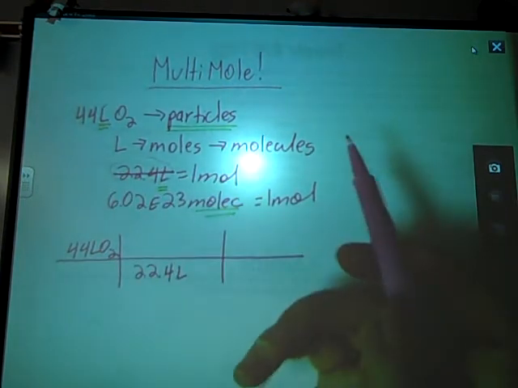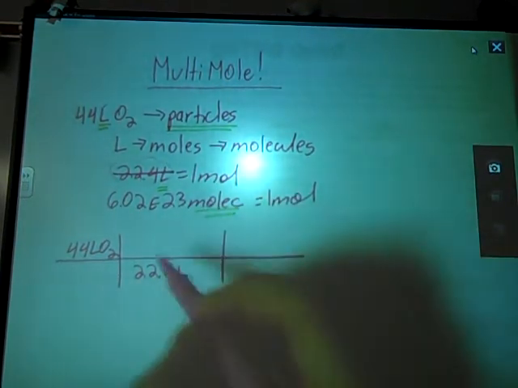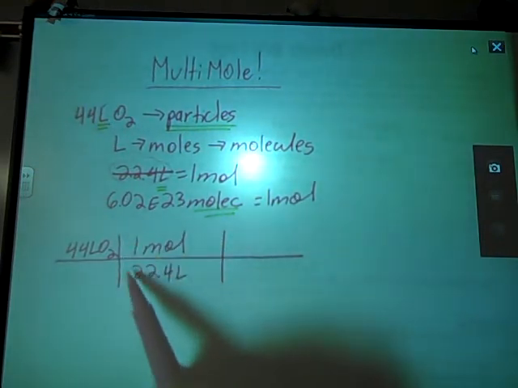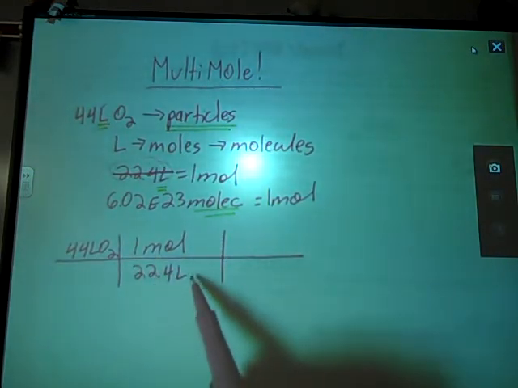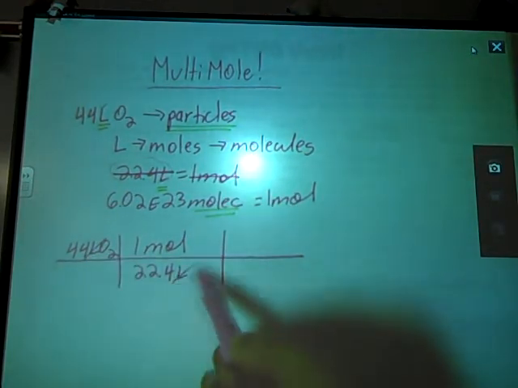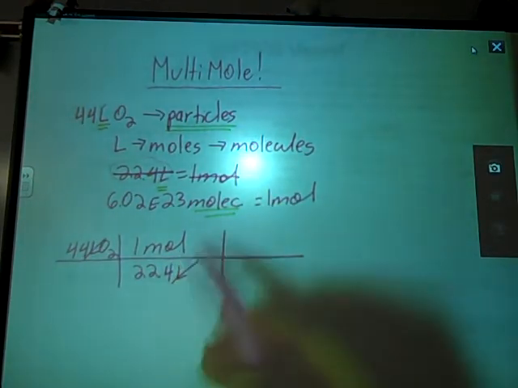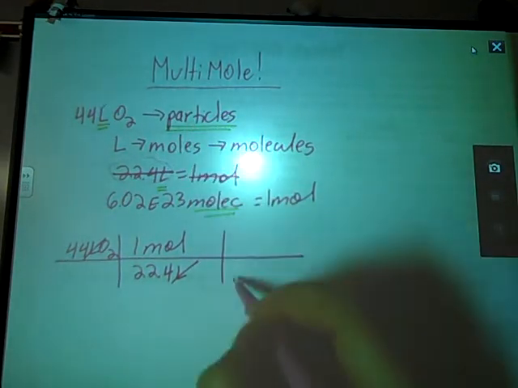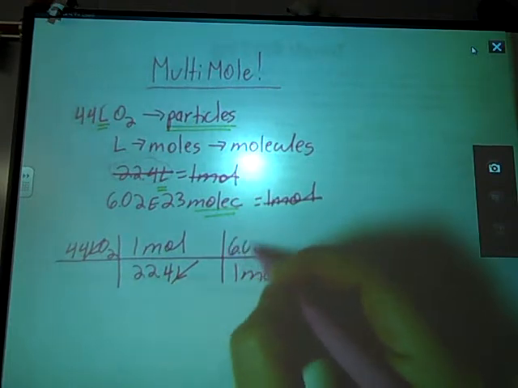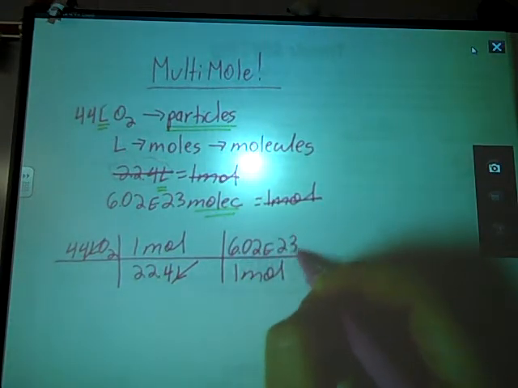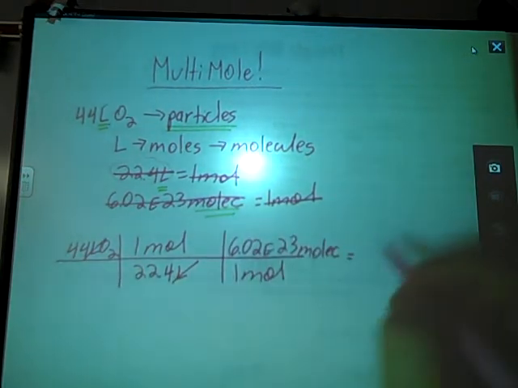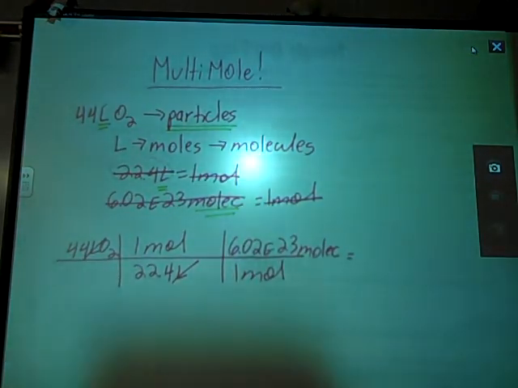I cannot move forward until I use my entire conversion factor. So 1 mole goes on top. Don't forget that this must be true. Top must equal bottom in these little conversion factors. Liters cancel. That leaves me with moles. I don't want that either because I'm going to particles. So 1 mole goes on the bottom. Here's my 1 mole. 6.02 e to the 23rd molecules goes on the top. So now we're going to multiply all the way across the top.